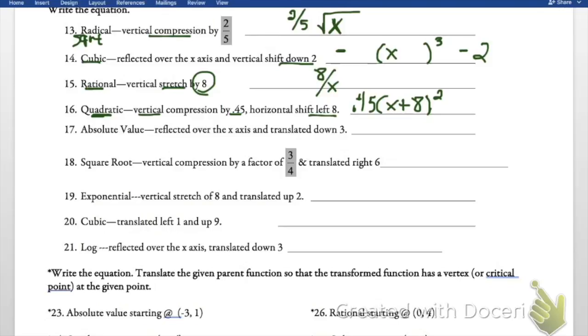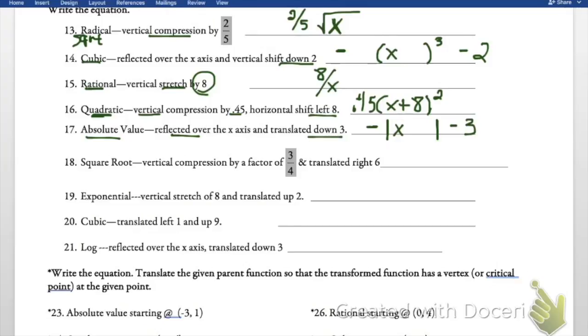Okay, let's look at number 17, absolute value. Absolute value is the vertical bars. We have an X, always have an X, reflected over the X-axis. So there's a negative out front. Translated down 3, so a minus 3 at the end.